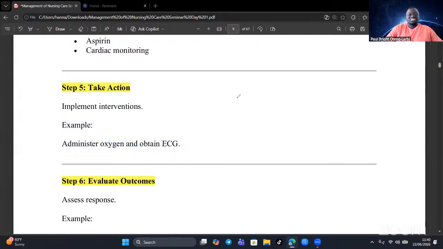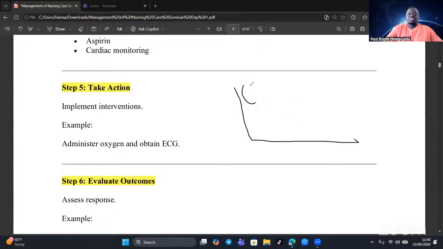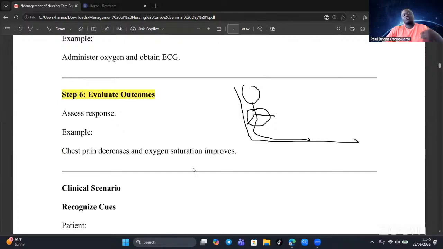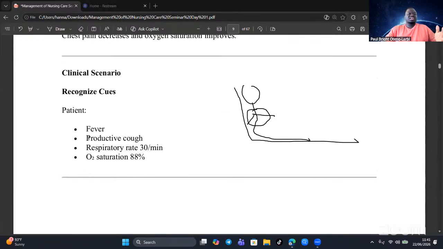But sitting the patient up in an upright position does not require the doctor to prescribe or make orders for the nurse to obey. So a lot of interventions will come with this problem. Then, after everything, you evaluate your outcome, assess for response. So, chest pain has decreased, oxygen saturation improves. That's it. Let's look at another clinical scenario.